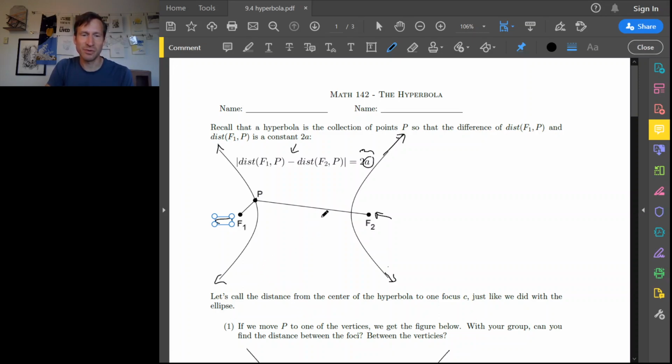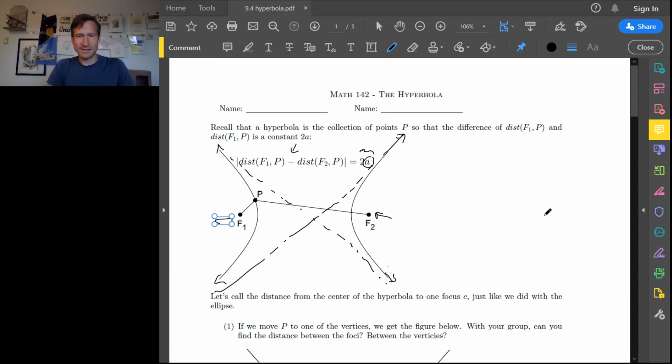Parabolas also go off to infinity in one particular direction, but looking at this hyperbola, it seems like there are these asymptotes. So one of the things that we're going to have to work out once we come up with an equation for hyperbolas is, are these actually asymptotes? And if they are, what are the equations for the asymptotes?